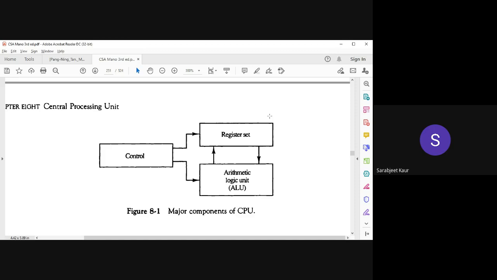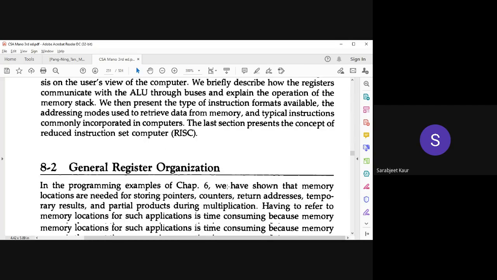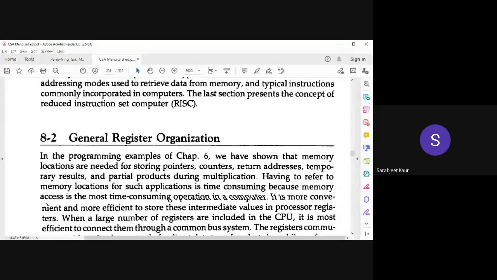So, what we are going to see next in this chapter is we are going to have a peep into how this set of registers is able to communicate with the control unit and the ALU. Okay, that entire deep insight of the functioning of the central processing unit is what we are going to see next, when we discuss the general register organization.